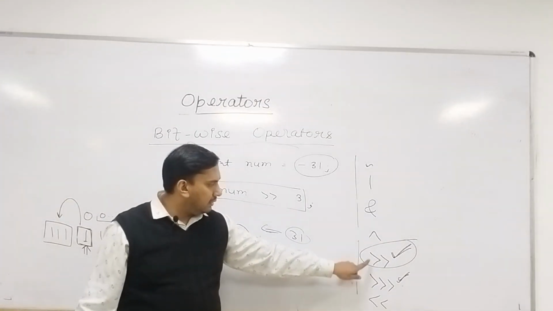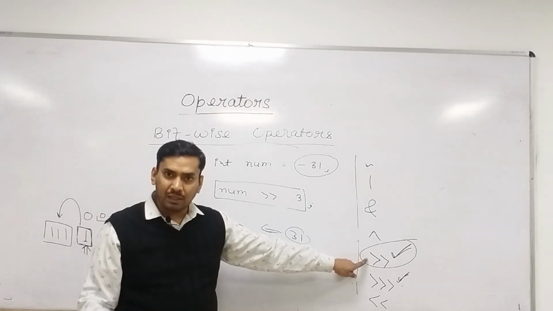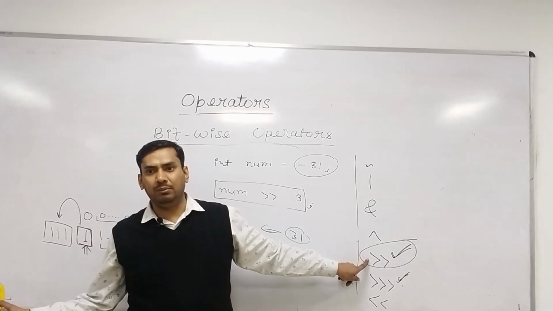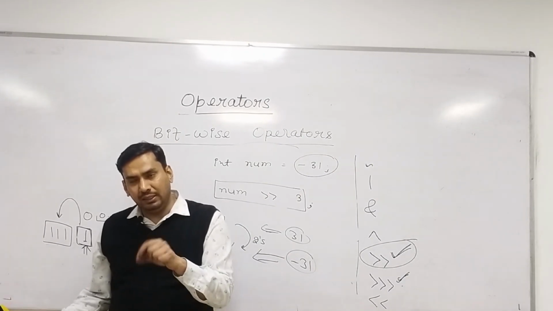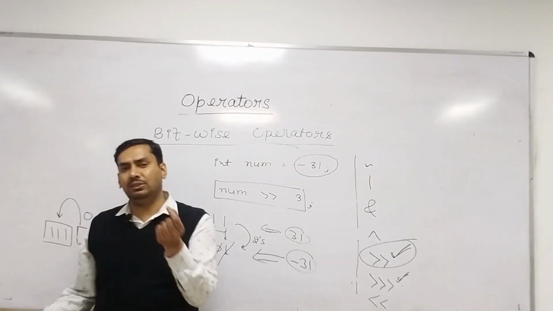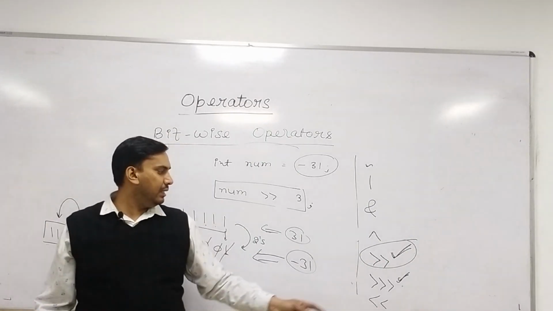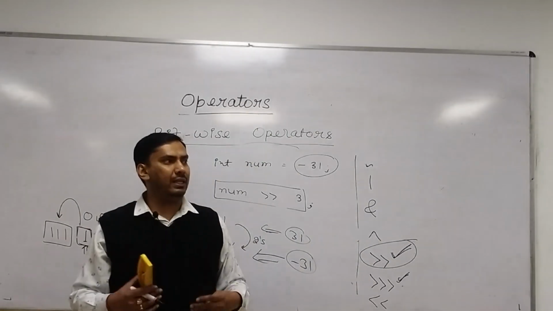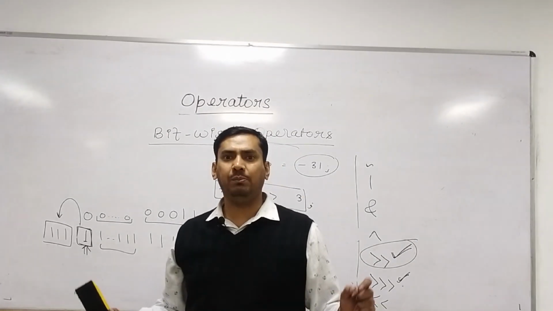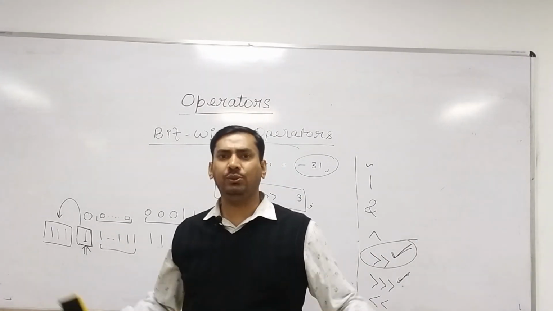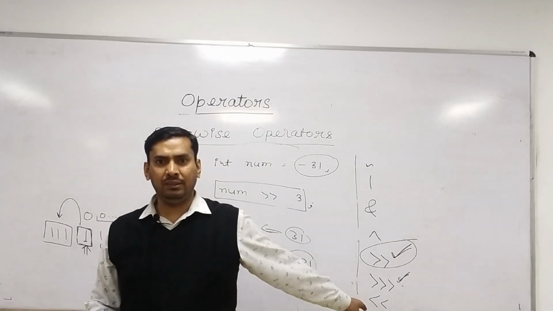So definitely signed right shift is consistent, but it is time consuming because it has to refer to the sign bit. Okay, is the sign bit 0 or 1? If it is 1, it will put ones. If it is 0, it will put zeros. Whereas unsigned right shift will be blindly putting zeros. So if you are 100% sure that your number is always going to be positive, you can blindly use the unsigned right shift.